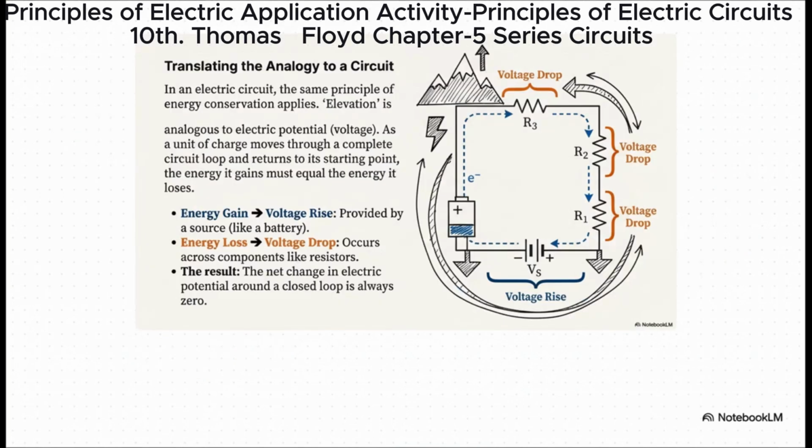Now, here's the cool part. That exact same law of energy conservation applies perfectly to an electric circuit. In this world, our elevation is just voltage. The battery, well, that's like climbing the mountain. It gives a voltage rise. And the other components, like these resistors, they're like coming back down the mountain. They cause a voltage drop.